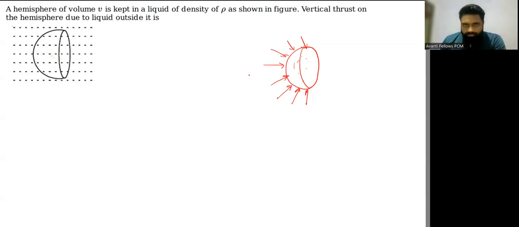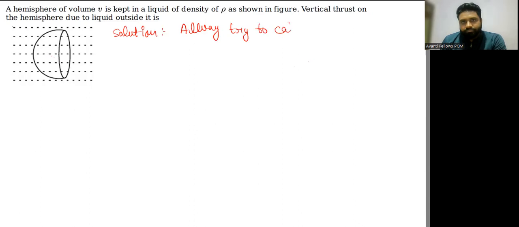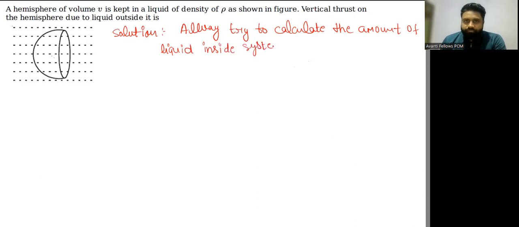Okay. Now you know that the weight is the vertical thrust. The solution I will give you here. The concept is that you should always try to calculate the amount of liquid inside the system, I must say, or body. Okay.